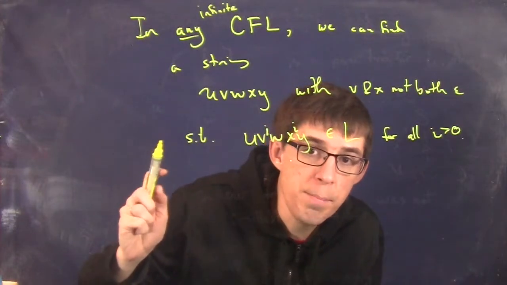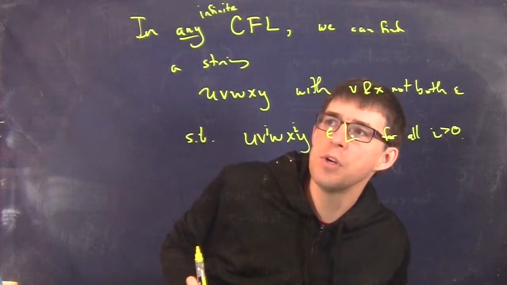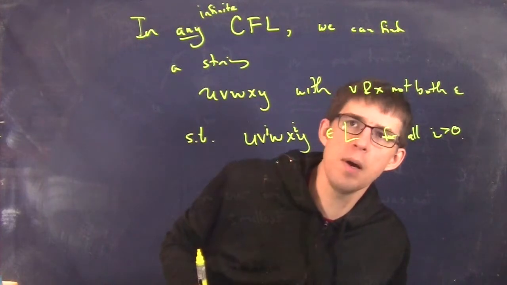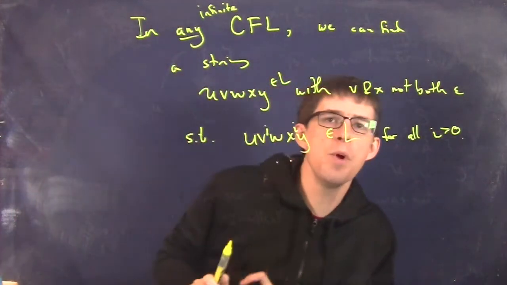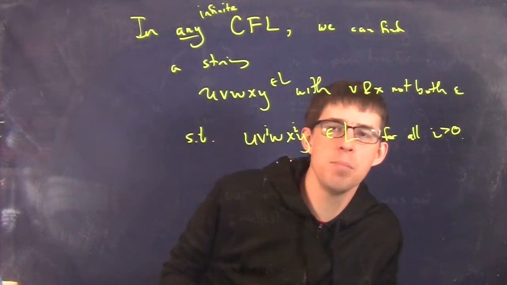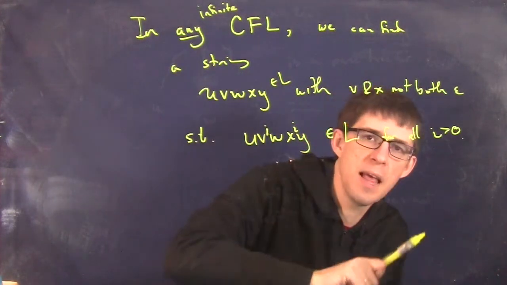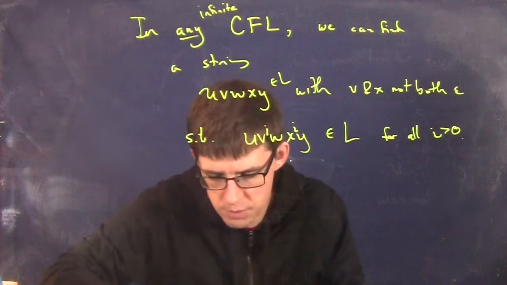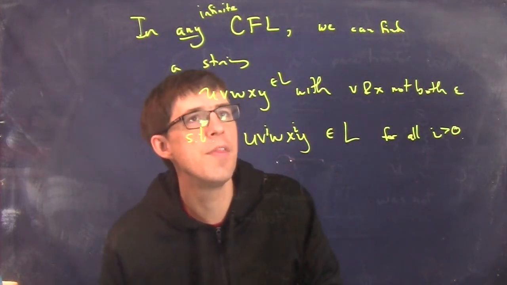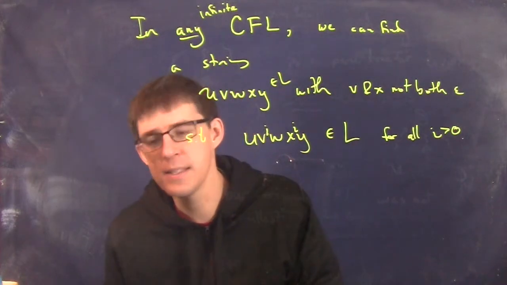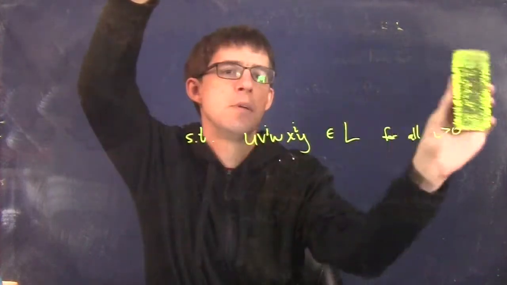All right, this was the big result from last time. In any infinite context-free language, we can find a string uvwxy in the language, with v and x not both epsilon, such that u v^i w x^i y is in the language for all i greater than 0. You can use this bizarre fact to show that things are not a context-free language. Let's just do some examples.